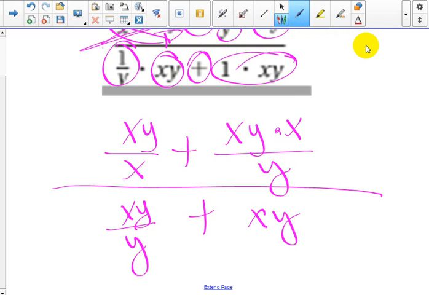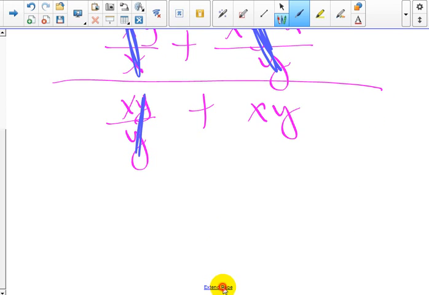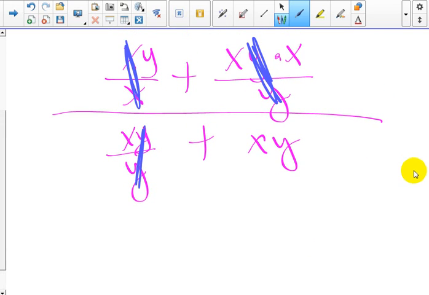Now I'm going to change colors here. Now let's cancel out. So in my first term on the numerator, the x's cancel out. And the second term, my y's cancel out. In my denominator, this y cancels out, and then that's it. Now you see what we've done? We've basically canceled out every denominator, so we end up with a much simpler expression.